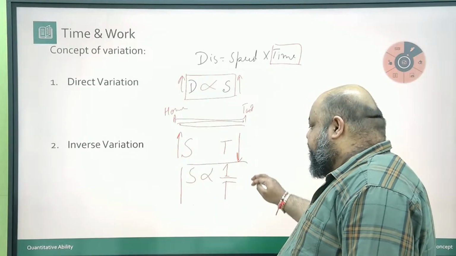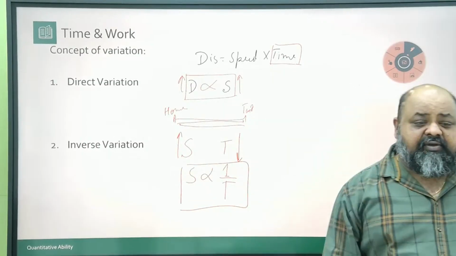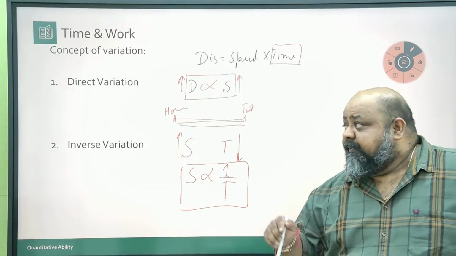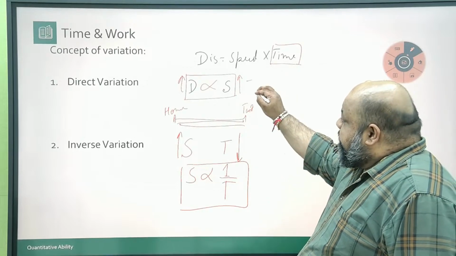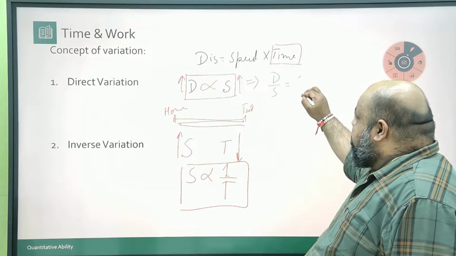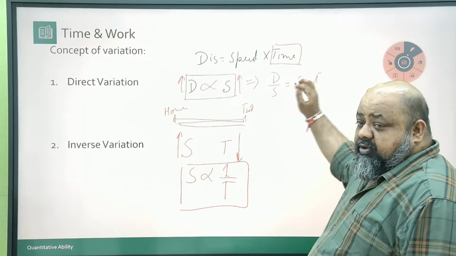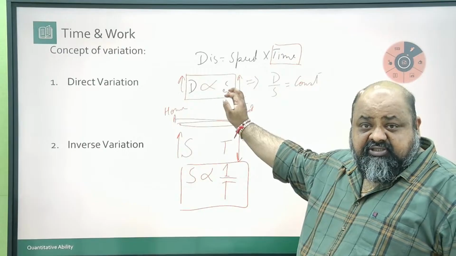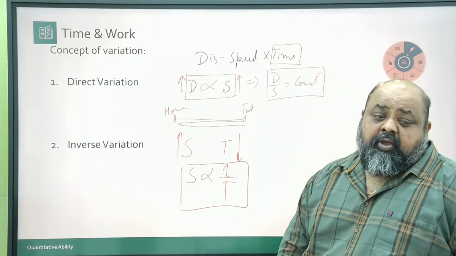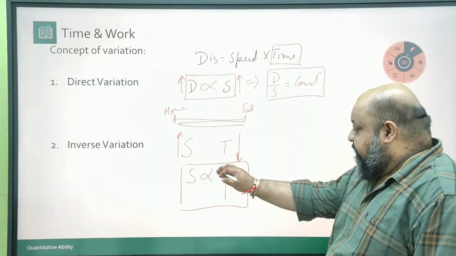Inverse relation, okay? This is how variation happens. It could be direct or inverse. What do we have to remember? In a direct variation, you will see that d by s will be constant, because I can write d is equal to ks, constant into speed. So in a direct relation, the ratio of the two variables remains constant.